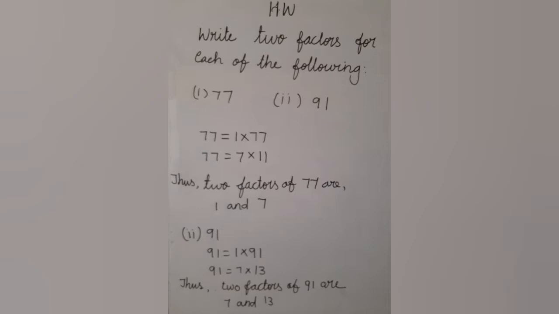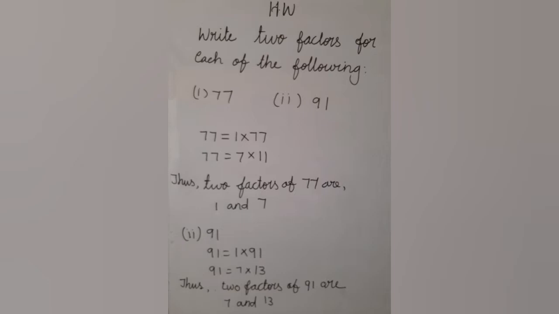1 into 77. Then 11 table, 7 into 11. 7 table also, isn't it? 7 into 11 and 11 into 7. So, thus we can write two factors of 77 are 1 and 7. Otherwise, 11 and 7. Any two factors we can write.